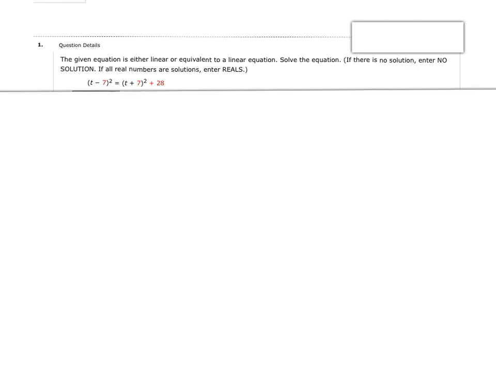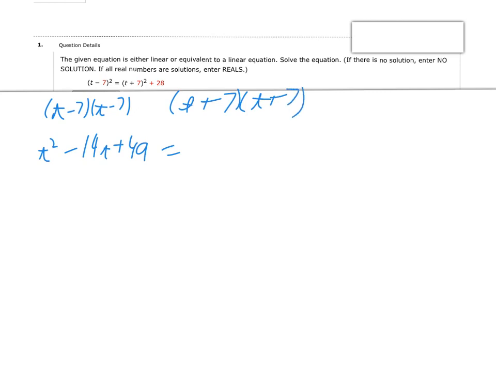All right, let's start off on number 1 here. So this one, I'm trying to solve for t. So I would just FOIL out. I would just write this as t minus 7 times t minus 7. We'll FOIL that out as t squared minus 14t plus 49 equals, and then over here I got t plus 7 and t plus 7. I wouldn't think about a u substitution here since we have different things in those parentheses.